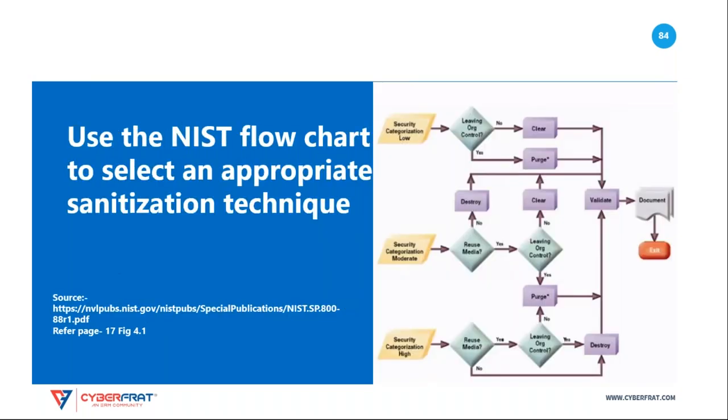Now, here is a flowchart from NIST that can help you make decisions about what type of sanitization technique to use. It's widely used throughout government and industry. You begin the flowchart at one of three locations depending upon the classification of information that was on the media. Then you can walk through a series of decision points based upon whether you plan to reuse the media or whether that reuse will take place outside of your organization. The flowchart then helps you make a decision about clearing, purging, or destroying the media.